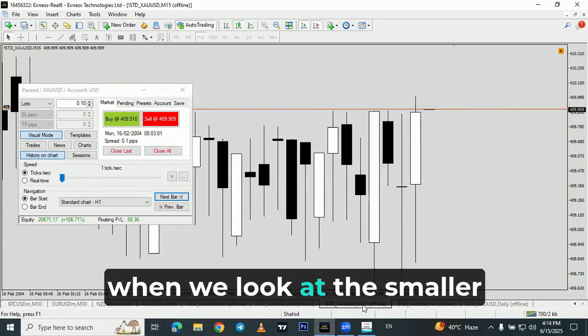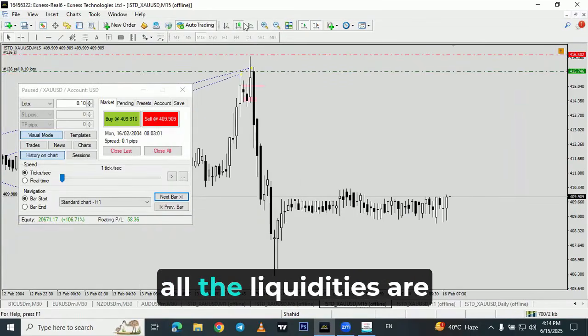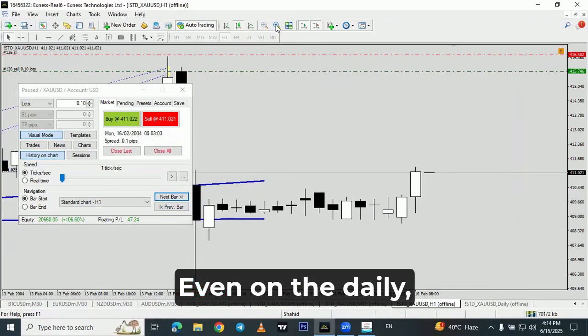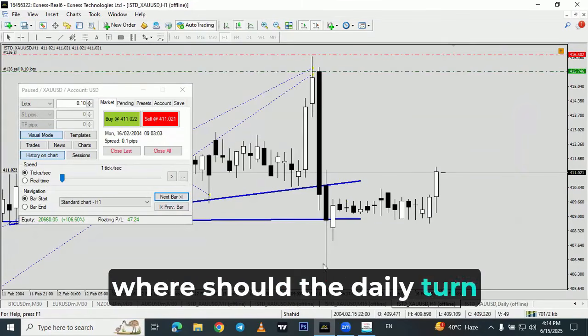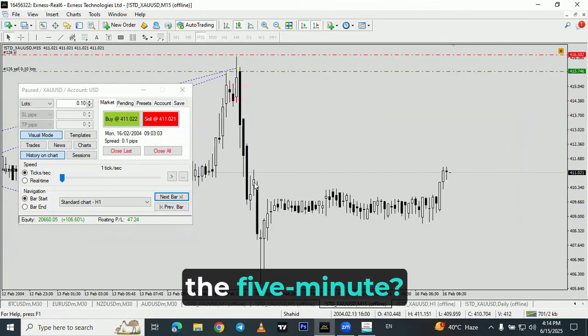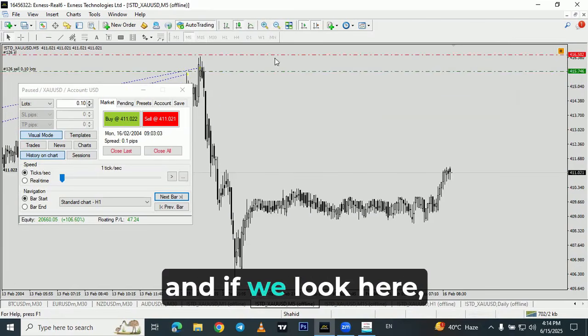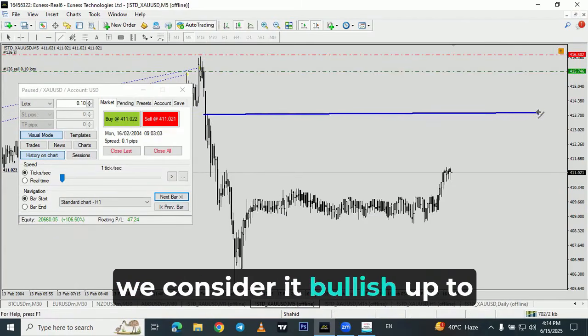So when we look at the smaller time frame, we see a set formation here. Look, all the liquidities are coming in here. After taking the liquidities, it turned bullish. Even on the daily, it's turning bullish. So where should the daily turn bearish? If we look at the 5 minute, if you see in the 15 minute, this liquidity is lying here, and if we look here, the liquidities are lying up to here. So we consider it bullish up to here.